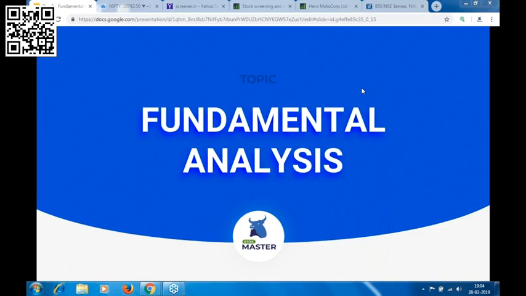Let's begin with today's topic about fundamental analysis. Now see, fundamental analysis is a very vast subject. There are courses that are specially dedicated to fundamental analysis. Now to read and to interpret the financial statements, that is the balance sheet and the profit and loss account of a company, is not an easy task, especially if you are not from a commerce background.